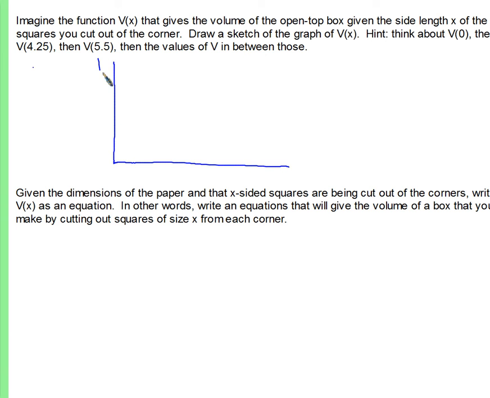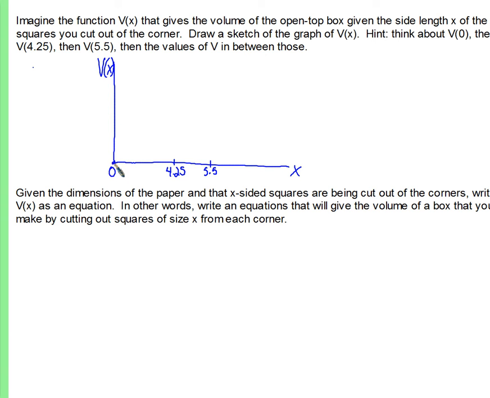Remember, this axis would give us the volume, and this axis would just give us the side length of the square we cut out of the box. So, you can draw this graph on your box if you want to. You can draw it on your notes. Here's x is 0, here's x is, say, 4.25, and 5.5. Well, at 0, what kind of volume do you have when you don't cut any square out?